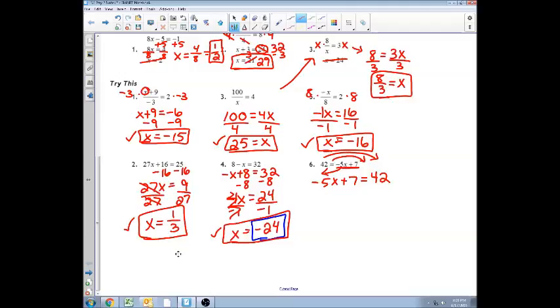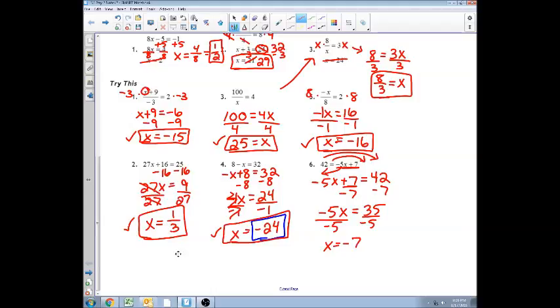Okay? The first thing, the farthest away from my variable, is this positive 7. So the opposite of positive 7 would be negative 7, or subtracting 7. That would leave me with negative 5x is equal to, what's 42 minus 7? Well, that is 35. Okay? Now I have negative 5 times x. In order to do the opposite operation, I would have to divide. So divide by negative 5. X would be negative 7.